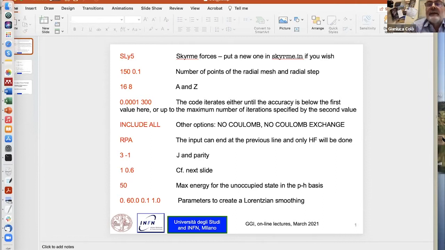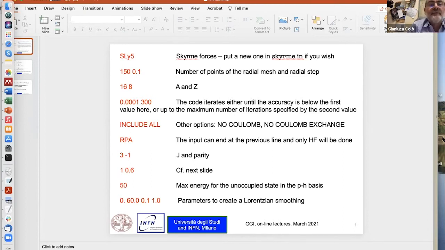You have, of course, to say which nucleus you like. So the third line is just A and Z. This is easy. And then, as I told you in my lecture, the Kohn-Sham or Hartree-Fock equations are solved by iteration. So it means that you start with an ansatz, which is typically a Woods-Saxon potential, and then you start to iterate, and the code stops when one of these two conditions is fulfilled. I mean, either one or the other.